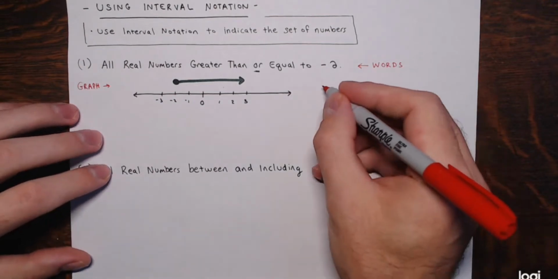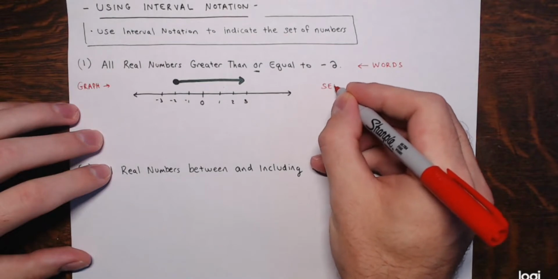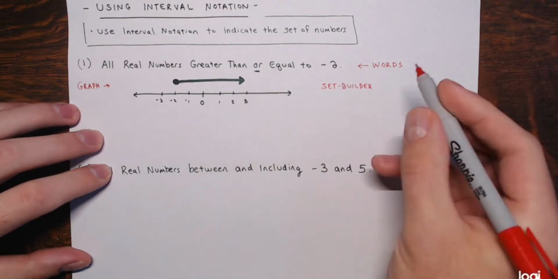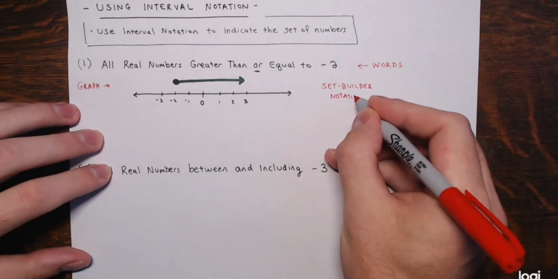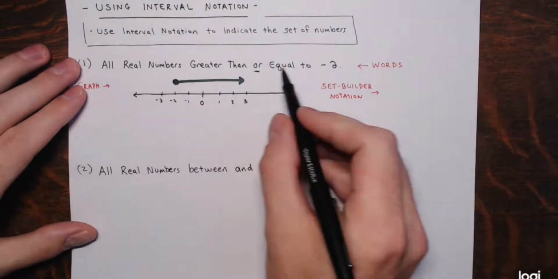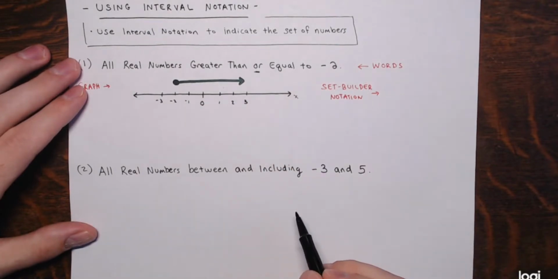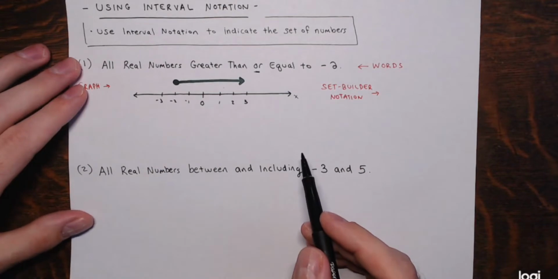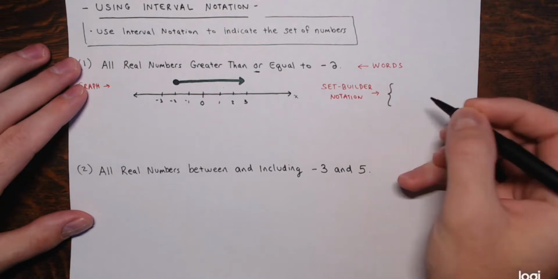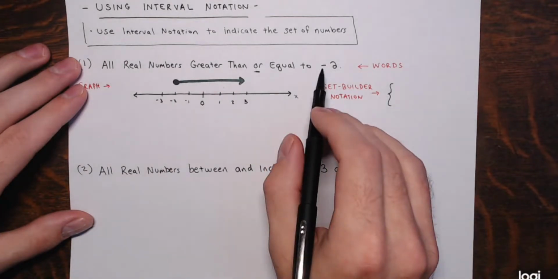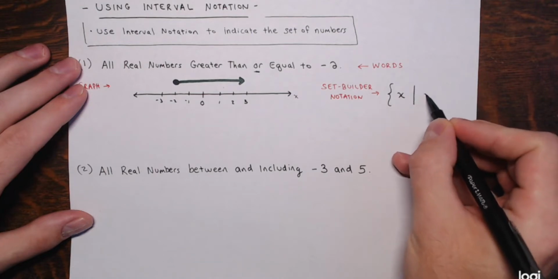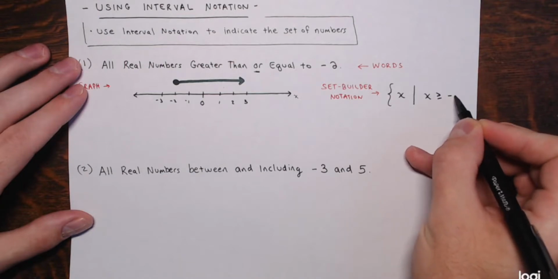Then you have something called set builder notation. This is another way to describe or indicate the same set of numbers. So let's say I called these numbers something. Say I called them x. X represents any real number greater than or equal to -2. So for this set of numbers, I start with the set braces. And I say this set of numbers that's described here is the set of all values of x such that x is greater than or equal to -2.